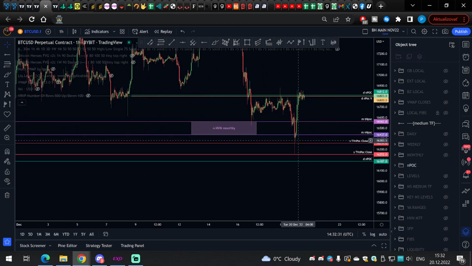And you see we stopped in the area of another session. The naked point of control was here, the strong one, and another one from close, and you still had an untouched daily naked POC. In the future, when you take out the low and potentially take liquidity and create a swing value pattern, this is a good area to stop and create that pattern. So we will be watching that. I think it was not hit on most exchanges because the naked daily stopped us.